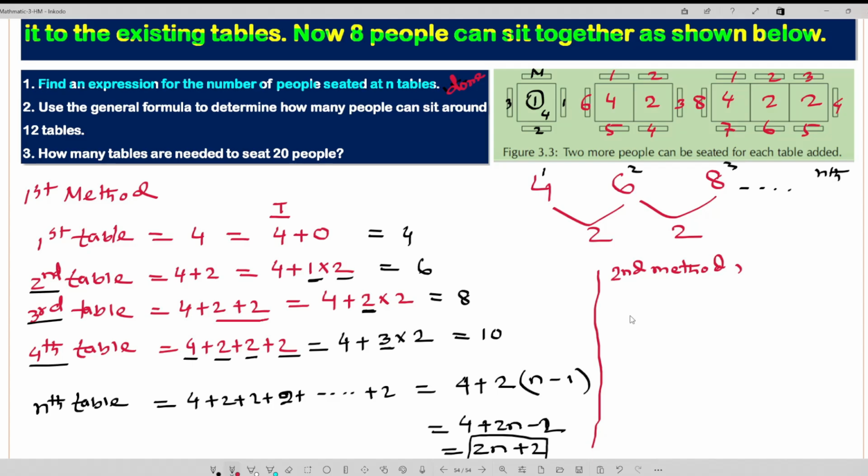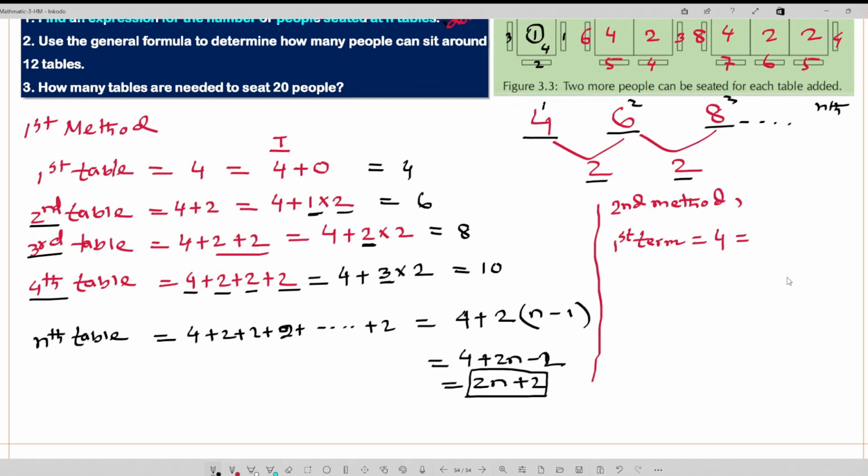Look, first term is 4, right? And look, here we have to know the sequence. In the first table we are sitting 4 persons. Once we add, we are sitting 6 persons. Again we add, we are sitting 8 persons. So what is the difference between each term? It means first term 4 persons, second term 6 persons, third term 8 persons. So the difference is 2.